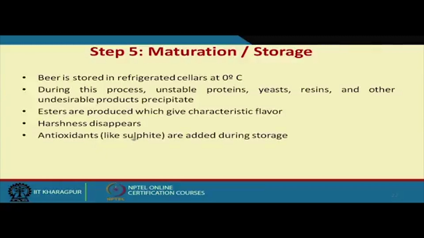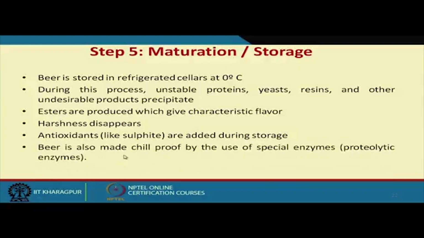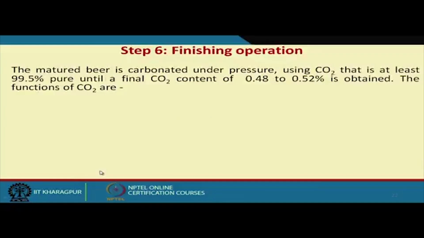Then antioxidants like sulfite are added during the storage because they increase the storability of the beer. Beer is also made chill proof by using a special enzyme. I told you that during this maturation process we add some kind of proteolytic enzyme. The main purpose of adding proteolytic enzyme is to degrade the higher protein molecules into smaller protein molecules, so that even at low temperature the protein will not be precipitated out.